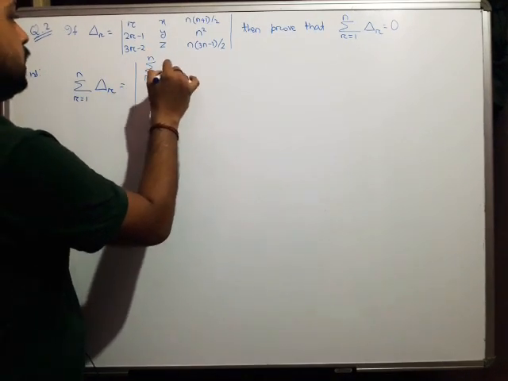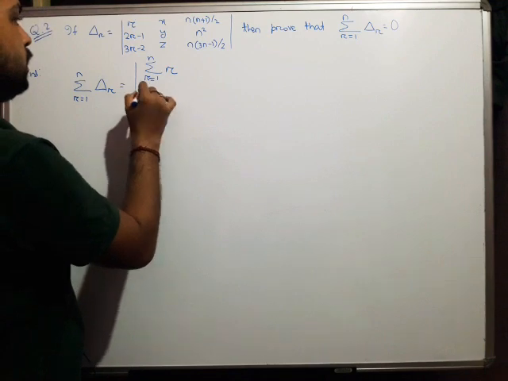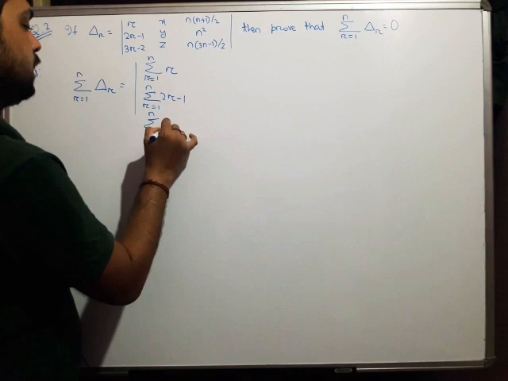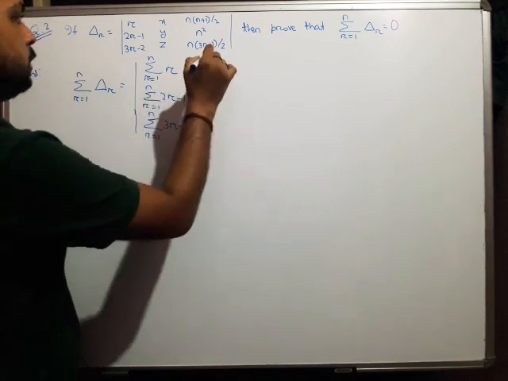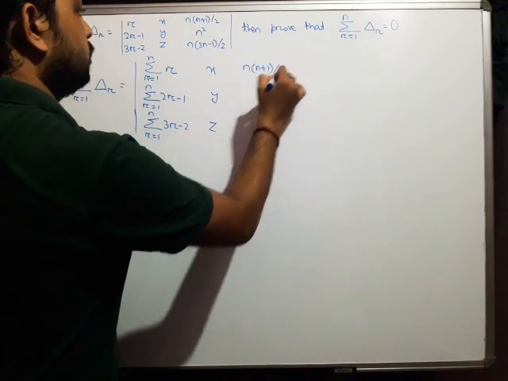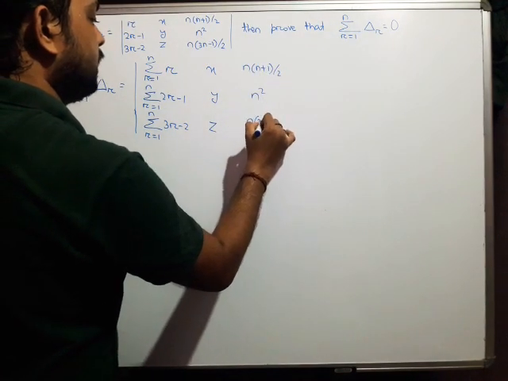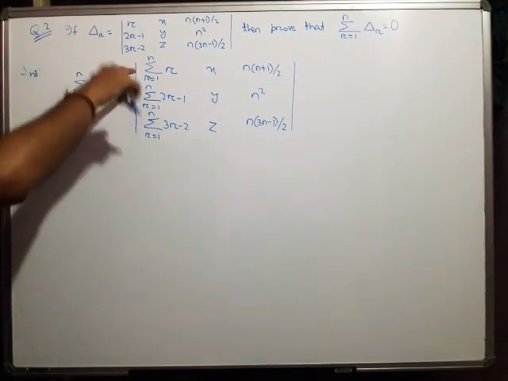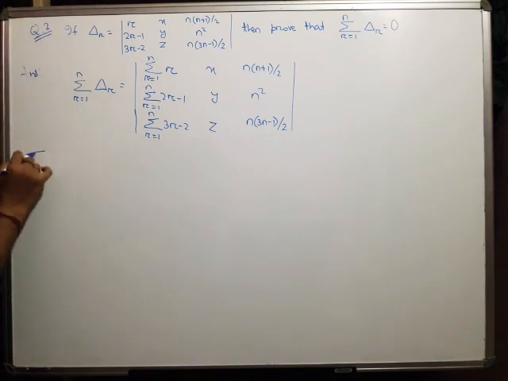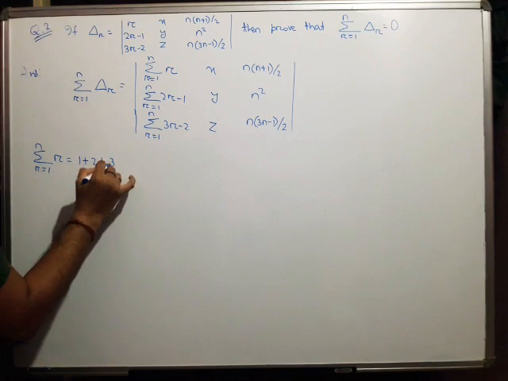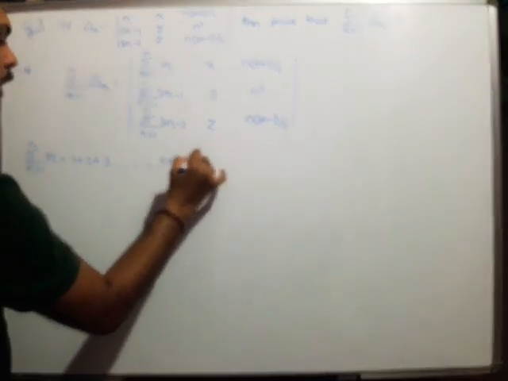Summation r equals 1 to n of r, r equals 1 to n of 2r minus 1, r equals 1 to n of 3r minus 2. Okay. Now x, y, z, this is n plus 1 by 2, n square, n times 3n minus 1 divided by 2. Now let us find values of these terms. So summation of r equals 1 to n of r is equal to 1 plus 2 plus 3 up to n, which is equal to n times n plus 1 divided by 2.